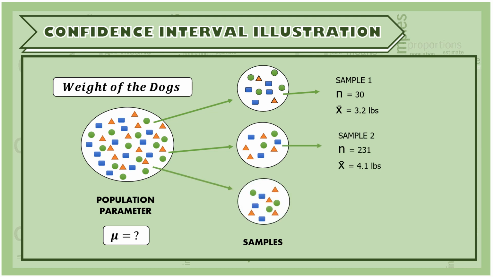Now we take another sample which is 356 with average weight of 5.7 pounds. Now if you'll notice, we are basically estimating or trying to find the estimated value of the population mean based on our samples. Now in this topic, we will learn techniques on how to find the range of values that will capture the true value of the population mean using our samples, and that's what we call confidence interval.